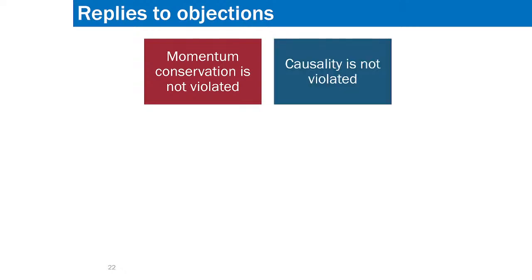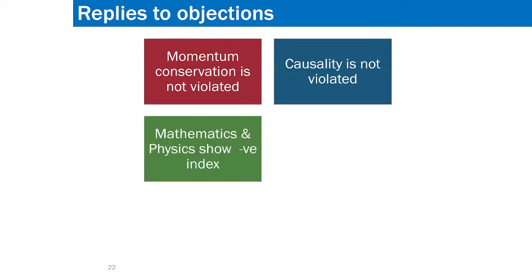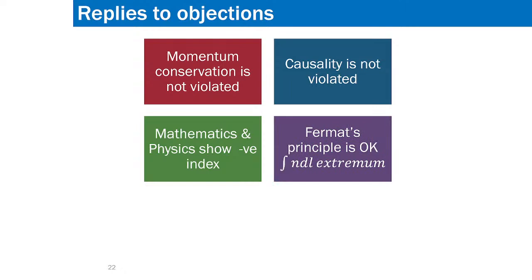Next reply was that causality is also not violated. That we will just now see. And then we'll see the mathematics and physics behind the negative index. So we'll prove that the index is negative. Then we'll see that Fermat's principle is okay because the integral of n dl is an extremum, it is not a minimum. If you consider it to be a minimum, then Fermat's principle is violated, but considering it to be an extremum, it is okay.